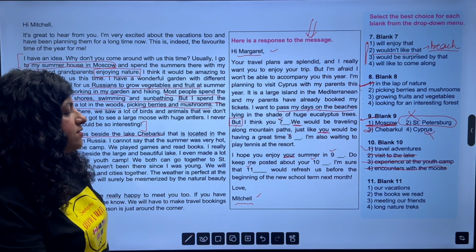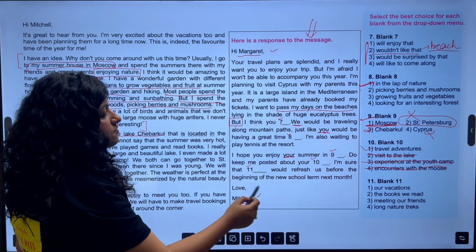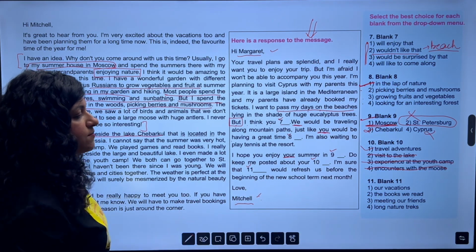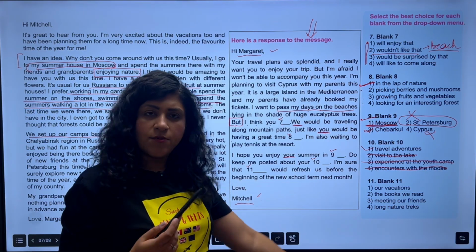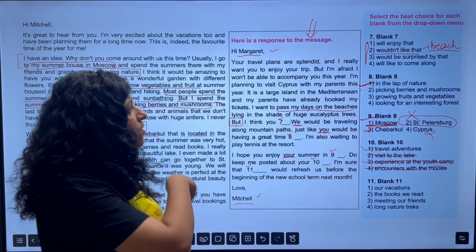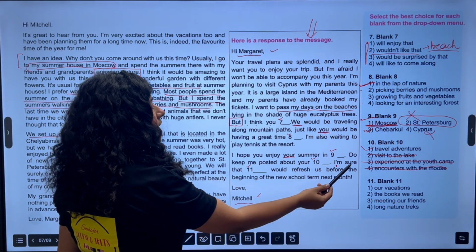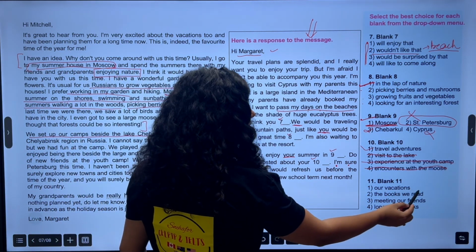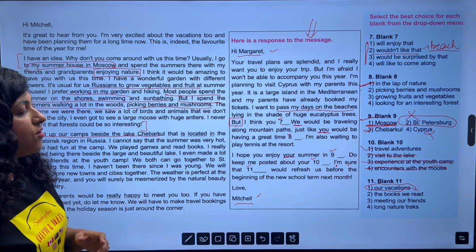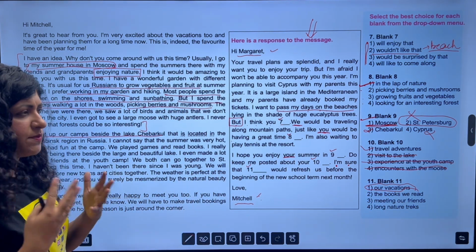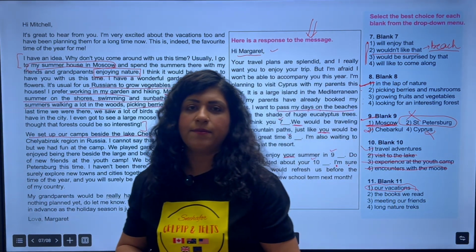And for the last one, I am sure that something would refresh us before the beginning of the new school term next month. So our vacations or the books we read, meeting up friends or long nature treks, they both are on vacations, right? See, the whole text is about vacation. So she will say that I am sure that our vacations will refresh us before the beginning of the school term. Refresh means to relieve all your stress and be fresh again, right?